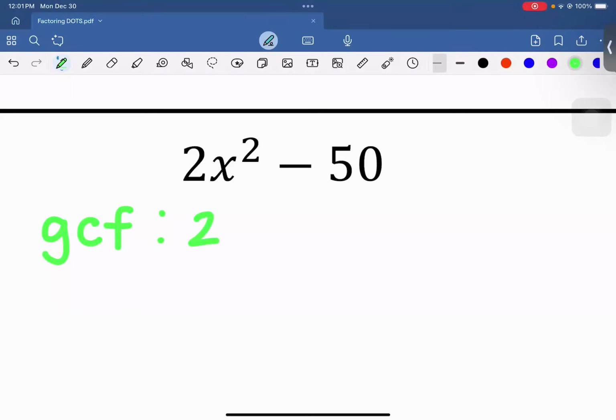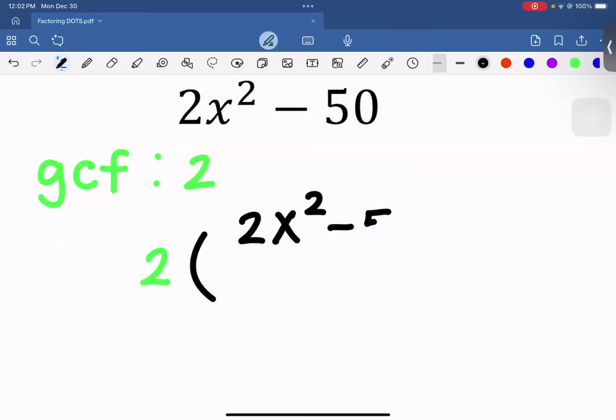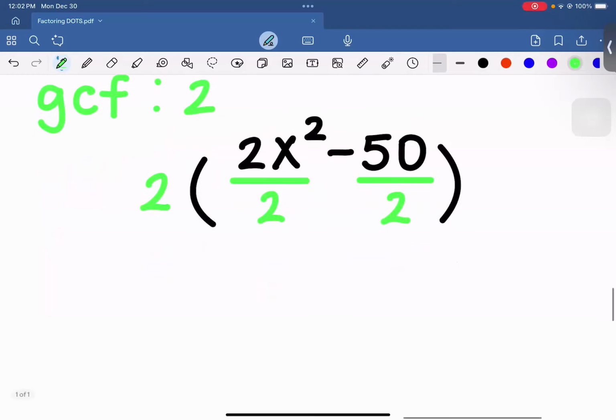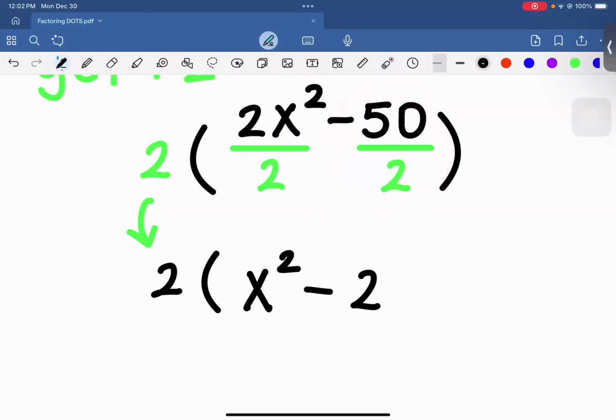Our GCF is 2. I can divide this term by 2, and I can divide 50 by 2. So here, if we remember from my last video, I'm going to put my GCF on the outside, and all I'm going to do is write my original in the parentheses and divide each term by 2. So I'm going to put a 2 here. I'm going to put a 2 here. So now I'll have 2x squared divided by 2 is just going to get us an x squared. I'm going to bring down my subtraction sign. And then if I do 50 divided by 2, I'm going to get 25.